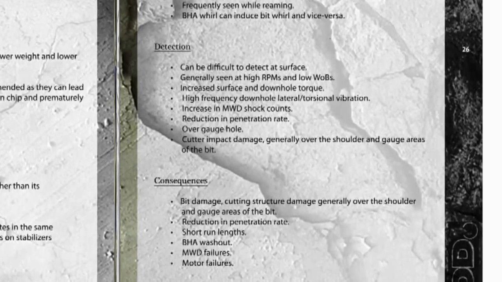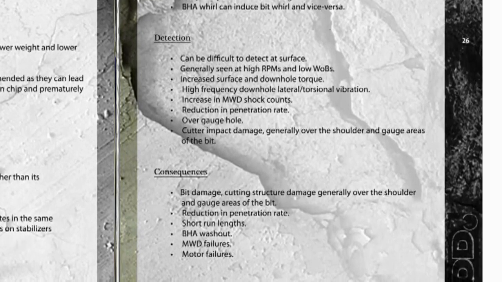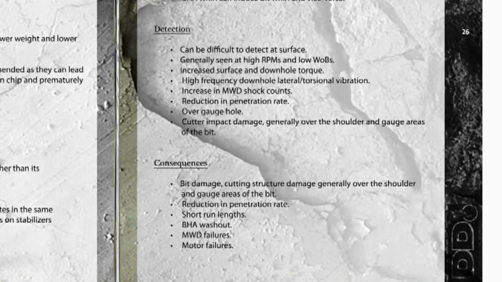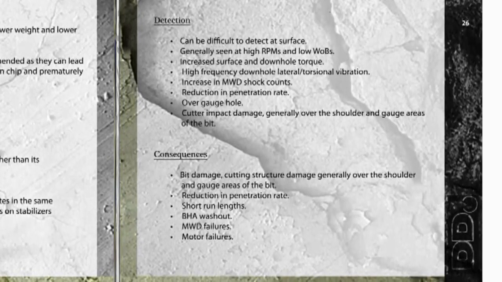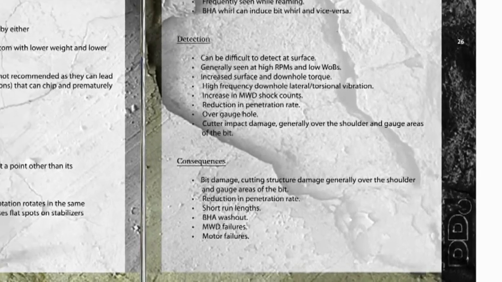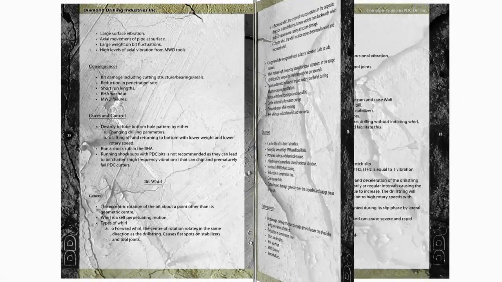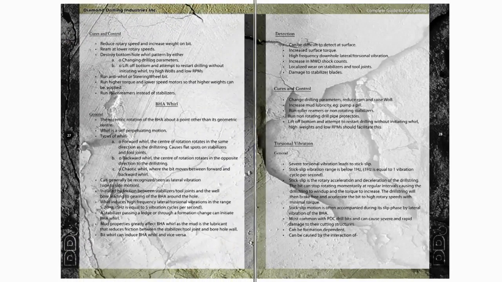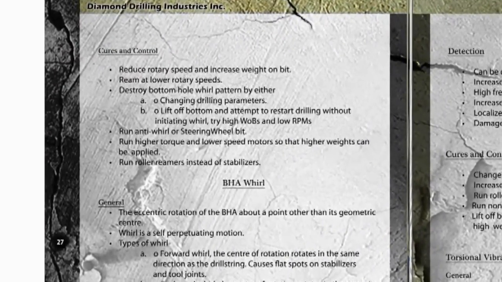Consequences. Bit damage, cutting structure damage, generally over the shoulder and gauge areas of the bit. Reduction in penetration rate. Short run lengths. BHA washout. MWD failures. Motor failures. Cures and control. Reduce rotary speed and increase weight on bit. Ream at lower rotary speeds.